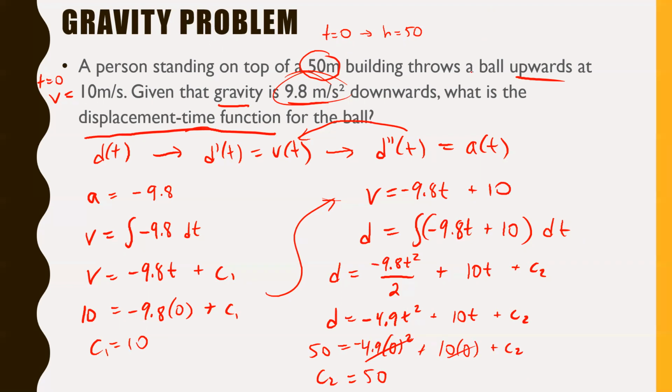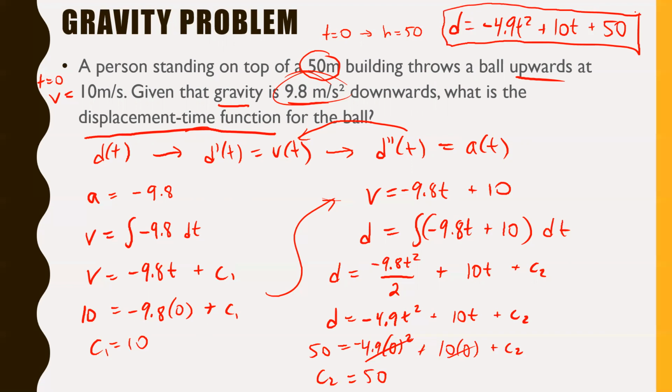So in the end, I'm totally running out of room here, but I'll do it way up the top here. Our displacement time function is d, or d of t, if you want to call it that, but I'll just say d equals negative 4.9 t squared plus 10t plus 50. And that right there is our function for our displacement.